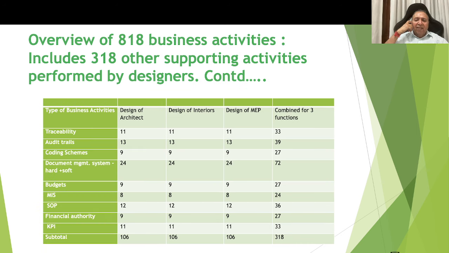Then there are 318 other activities which designers do perform. These include the activities with respect to the traceability of the activities performed, audit trails, developing the coding schemes, documentation, document management system, which are hard copies and soft copies both, making of the budgets, MIS, SOP making, financial authority norms evolving, key performance indicators evolving. So total 318 activities. Again here, these are almost similar activities, in fact similar activities which are at the rate of 1/3 for the total activity which I have shared.